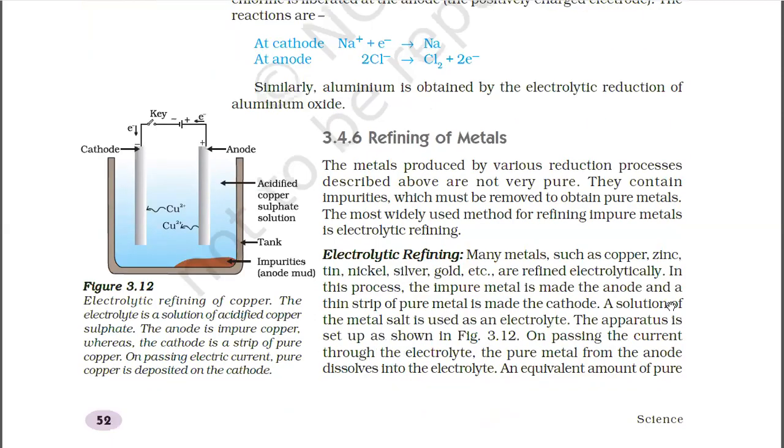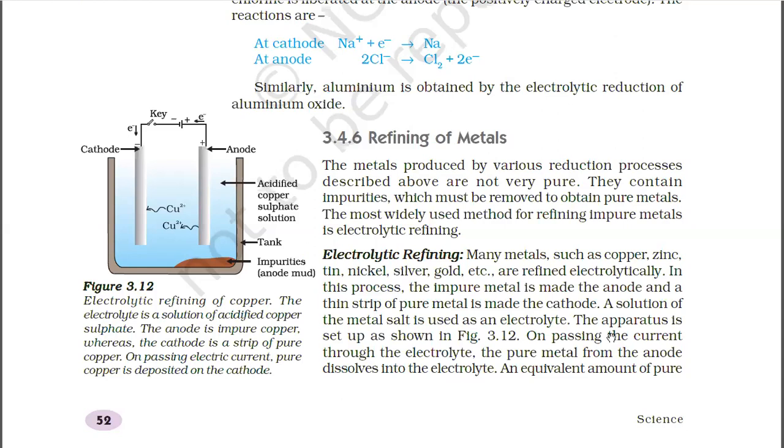Refining of metals. Metals produced by various reduction processes described above are not very pure. They contain impurities which must be removed to obtain pure metals. The most widely used method for refining impure metals is electrolytic refining. Many metals such as copper, zinc, tin, nickel, silver, gold, etc. are refined electrolytically. In this process, the impure metal is made the anode and a thin strip of pure metal is made the cathode. A solution of the metal salt is used as an electrolyte.